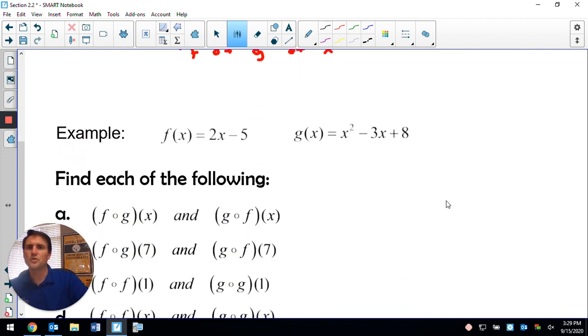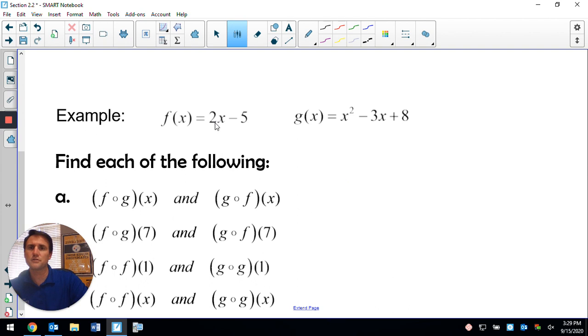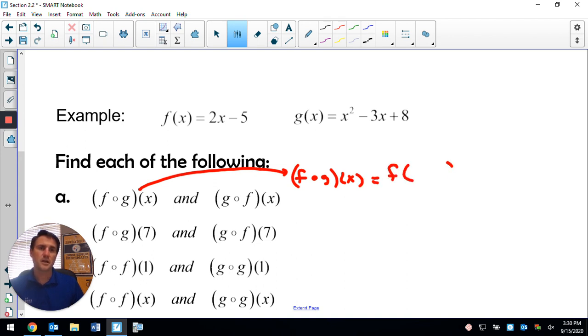We've got two functions. I've got a linear function and I've got a quadratic function. So we're just going to run the gauntlet of what we could possibly do here. For this first one, f of g of x, it means that we are going to take the g function and plug it into the f function. So we're going to take all of this and substitute it into the other function everywhere there's an x. And so that's going to look like this.